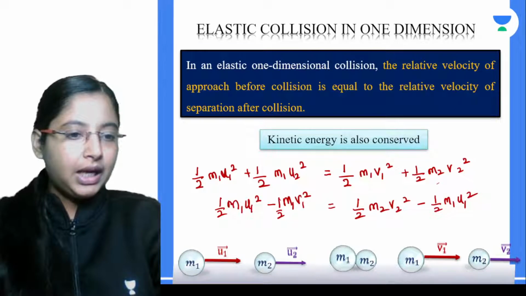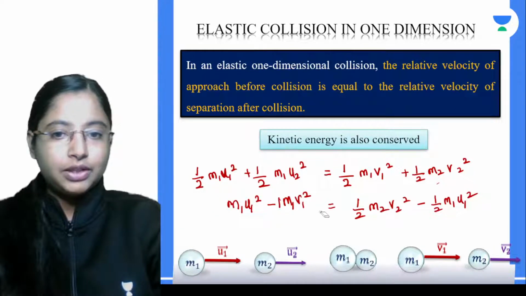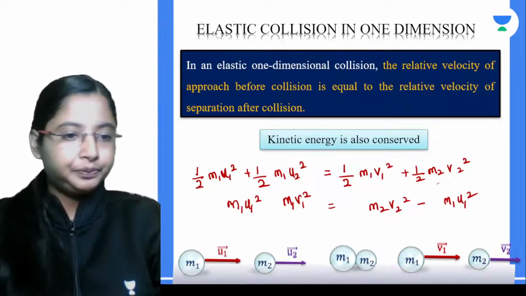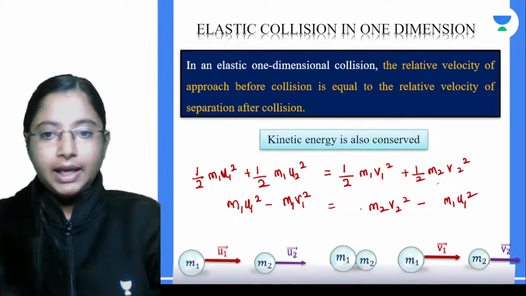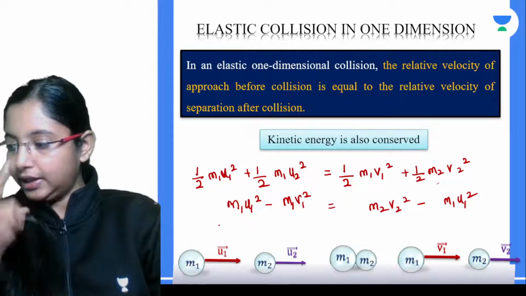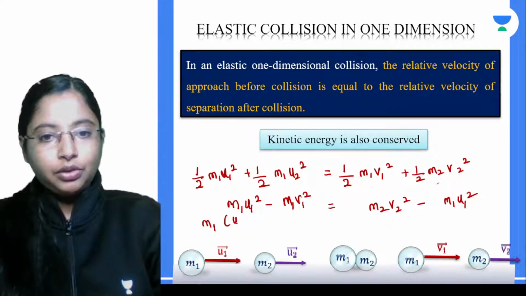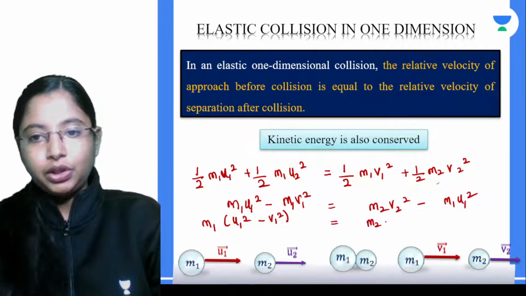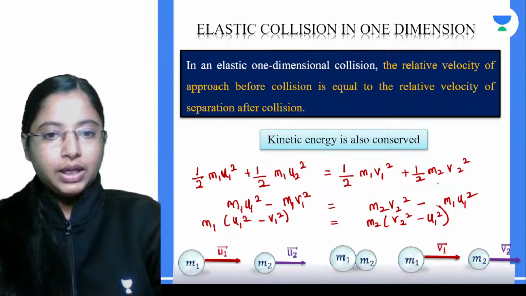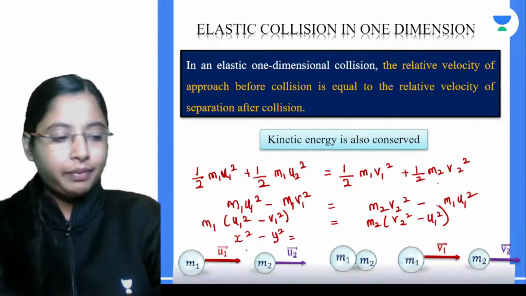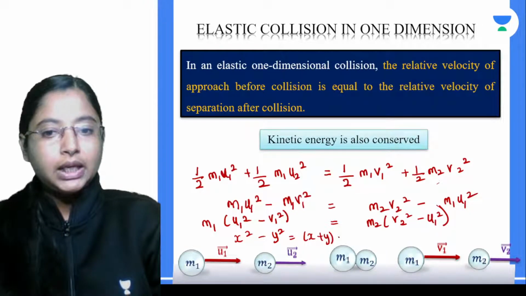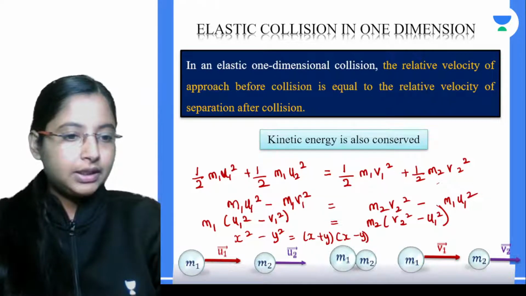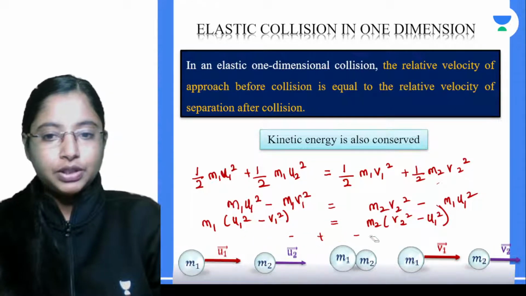Now half is common on both sides, so we can remove that. Also m1 is common, so m1 can be taken outside. We have m1 into u1 square minus v1 square on one side, which is equal to m2 into v2 square minus u2 square. Now if you look at u1 square minus v1 square, this is of the form x square minus y square. X square minus y square is nothing but x plus y into x minus y. So let's substitute for the same in this equation.